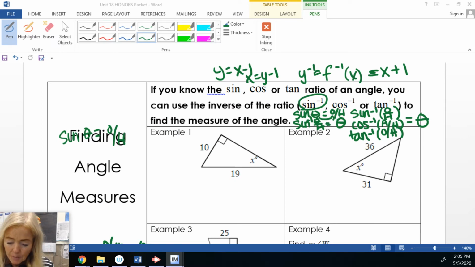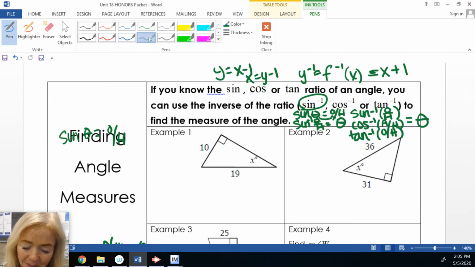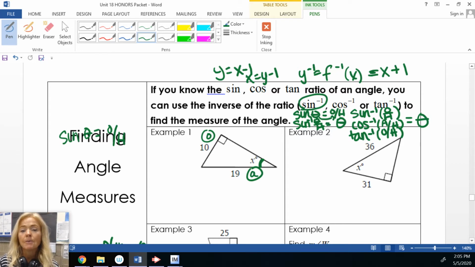All right, so example 1 doesn't give us any instructions, but we are trying to find that angle right there, which is x degrees. So what we do, again, we label the sides. Same thing as before, label sides. So this is opposite and this is adjacent. Once we've labeled the sides, we figure out which of the functions, just like before, is a ratio of sides for opposite over adjacent, so that's the tangent.